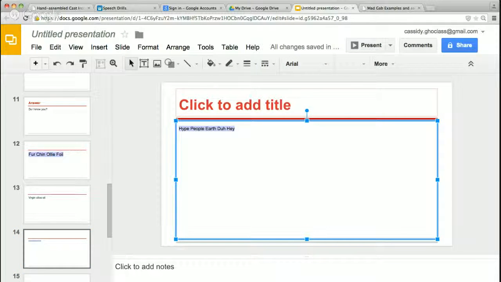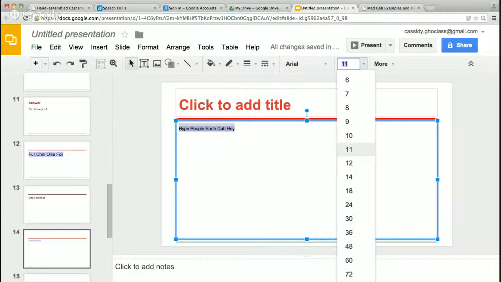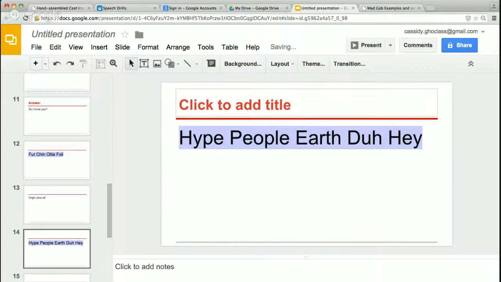I like this one. This one's really funny. Make it bigger. Okay. Hi, people are dahe. I'm not laughing at you. I'm just laughing because it's only two words, but they made it into five.